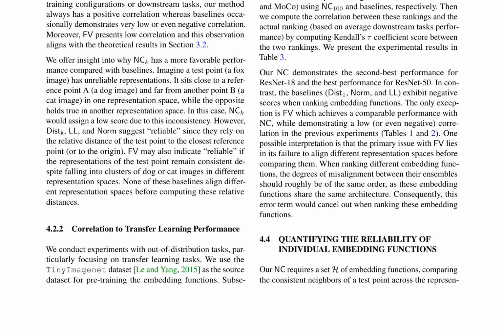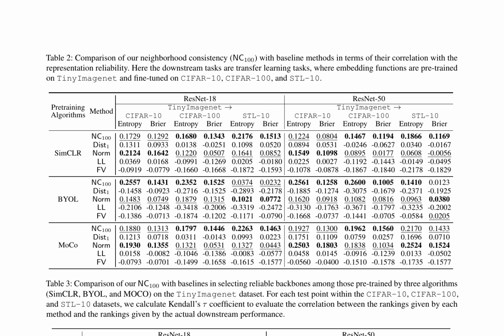The authors present a comparison of their neighborhood consistency, NC100, method with baseline methods in terms of their correlation with representation reliability. The experiment involves pre-training embedding functions on Tiny ImageNet and fine-tuning on CIFAR10, CIFAR100, and STL10 datasets. The results in Table 2 show the correlation coefficients between the NC100 method and the baseline methods, including entropy, Brier, norm, LL, and FV, using ResNet 18 and ResNet 50 architectures.